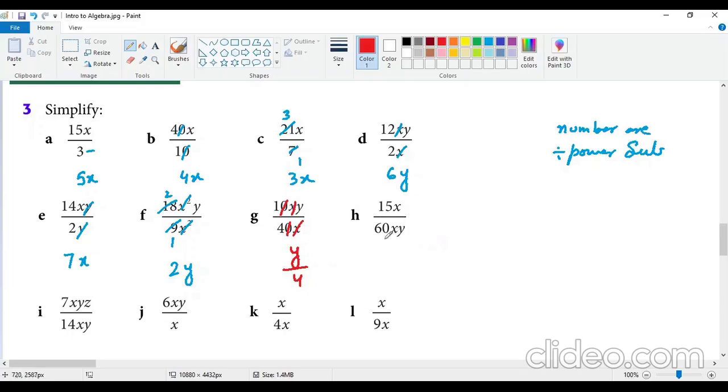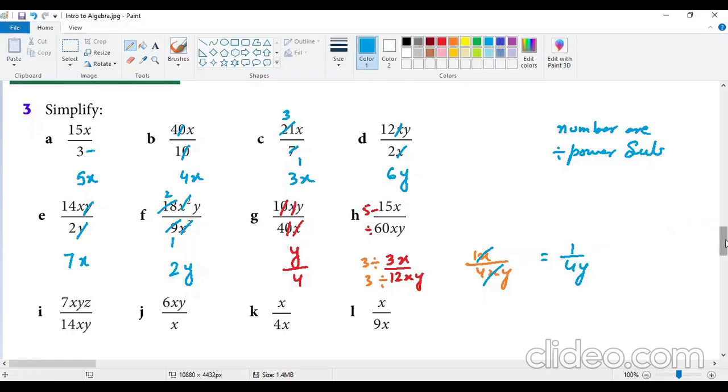Now, in this type of question, you know very well both the numbers can be divided by 5. So this gives us 3x over 12xy, and again this can be divided by 3. So you can have divided by 3, divided by 3. So this gives us 1x over 4xy, and then this y is going to be cancelled with this. So you can say 1 over 4y is going to be your answer.